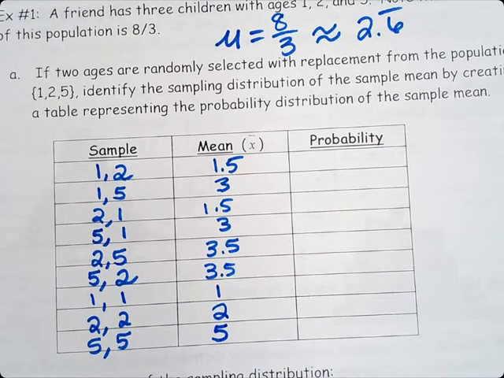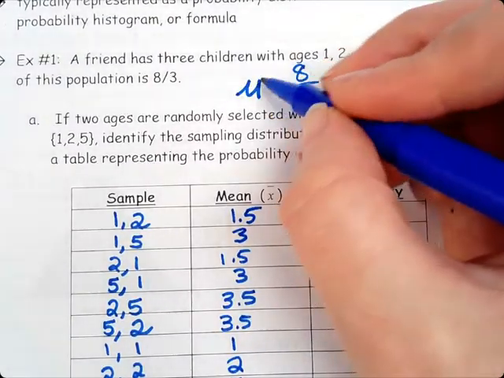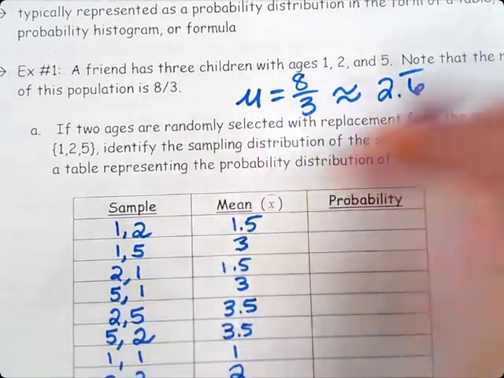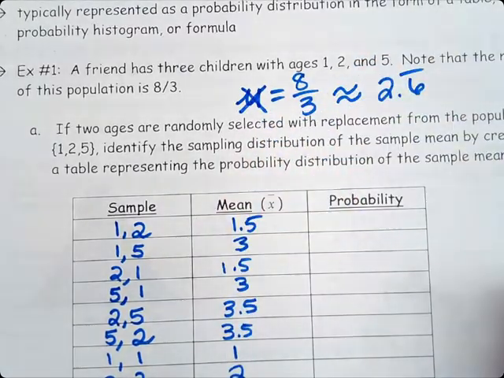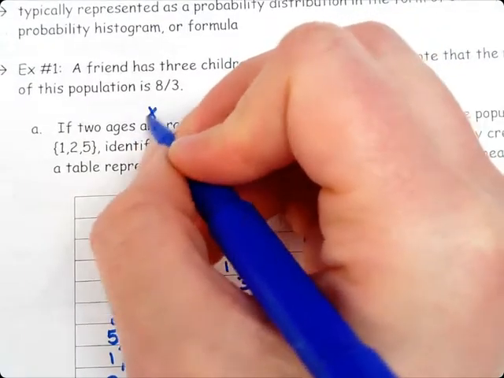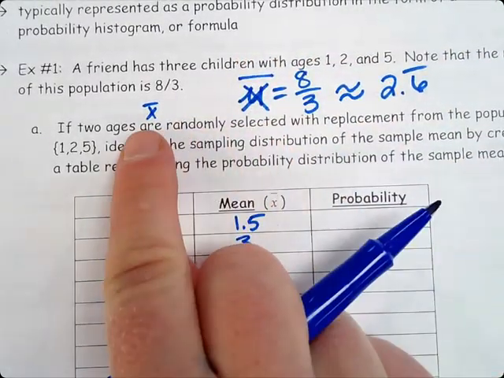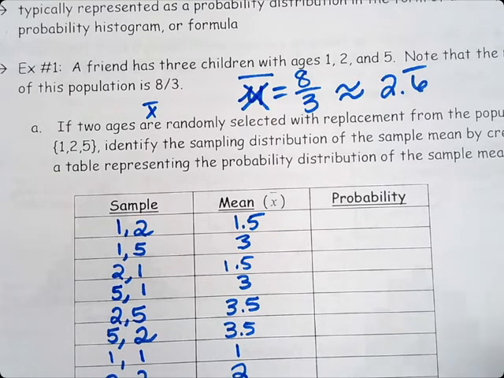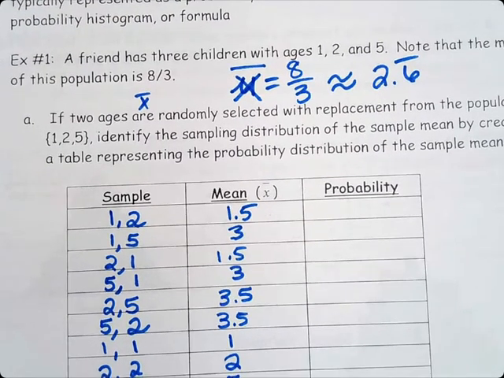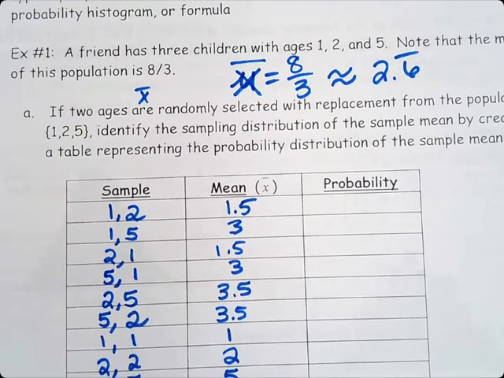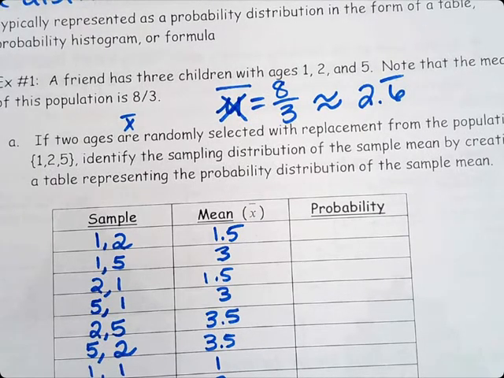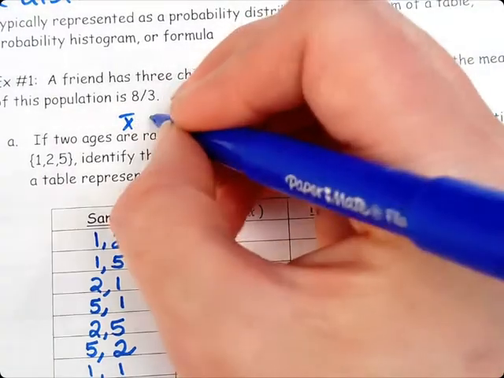And what I should have put up here, this is our population mean, but we don't have a population. We have a sample, right? So I'm going to X that out, and it should actually be X bar, because it's a sample mean. It's not the population mean. Or maybe it is the population, because it's just 1, 2, and 5. We're just going to put on here mean.